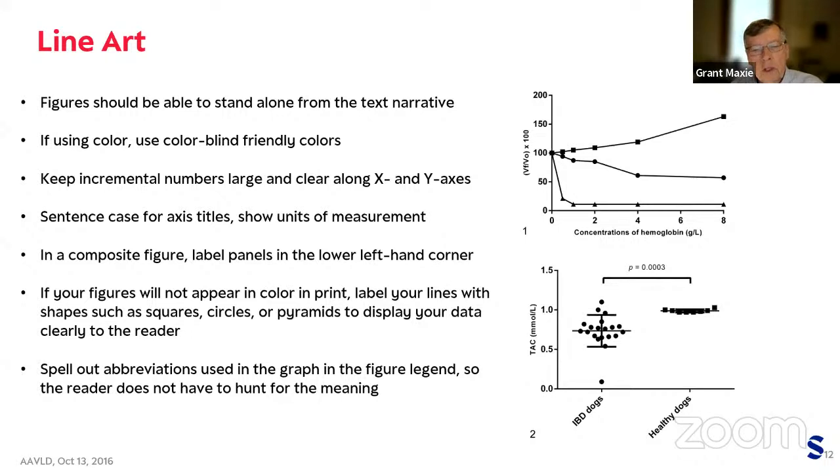The abbreviation should be spelled out in the figure legend rather than on the figure itself. So we've got a probability figure there, which is okay. To give long formulas and definitions of IBD and TAC and so on makes the graph too busy. So simplicity is the key. You're trying to give maximum information with minimal input here to readers.